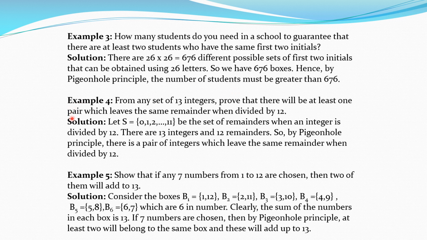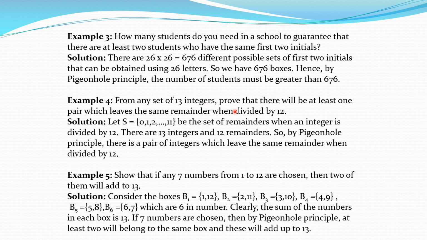Now see next example. From any set of 13 integers, prove that there will be at least one pair which leaves the same remainder when divided by 12. So here we are considering any set of 13 integers, means we are randomly taking 13 integers.